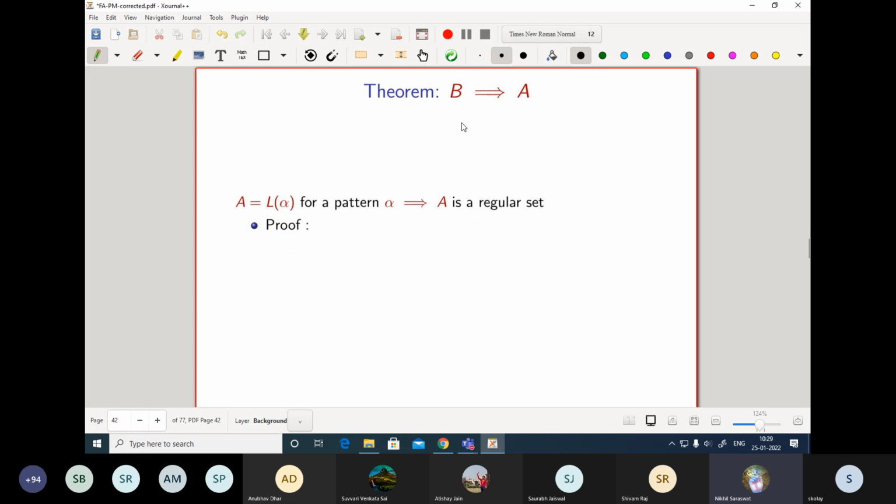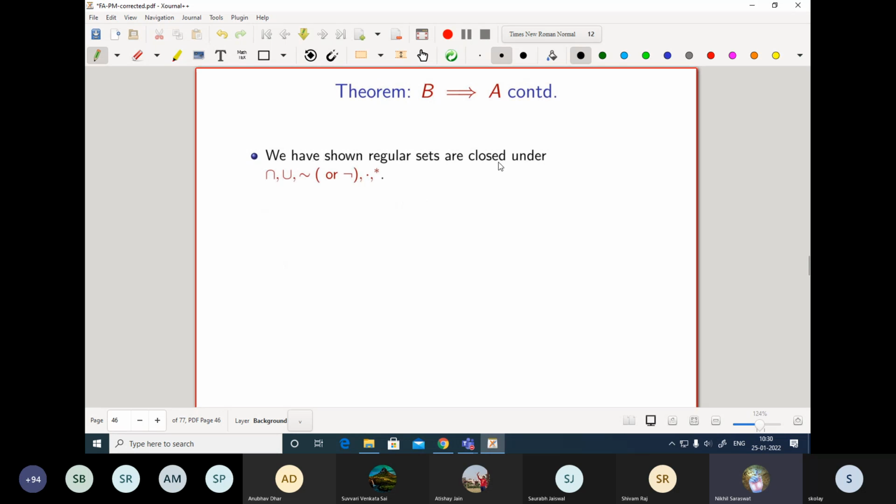Now let's go to B implies A, meaning that if A is a language that matches the pattern alpha, then A is a regular set. So we will go through the inductive definition of a pattern in order to provide a finite automata. Notice that a singleton set A is regular. The set containing the empty string is regular. The empty set is regular. I will not go into the proofs. These are easy to figure out. All of them have finite automata.